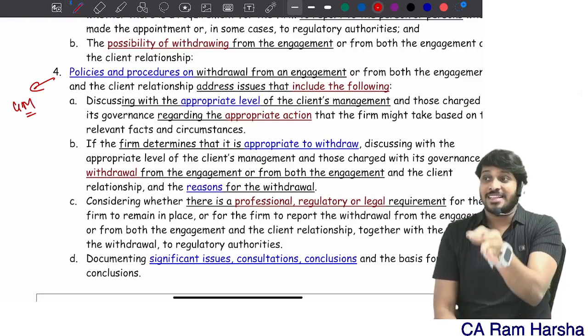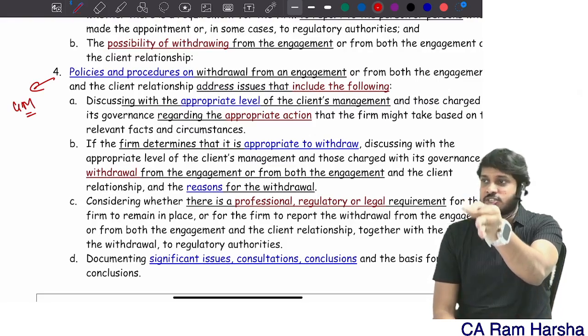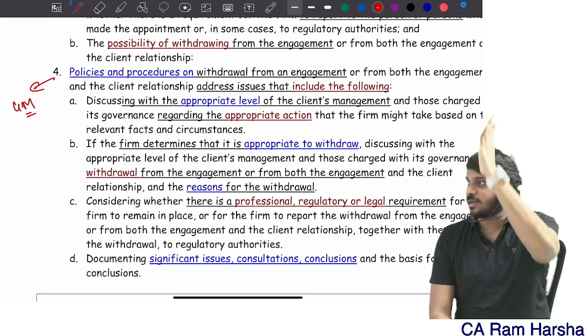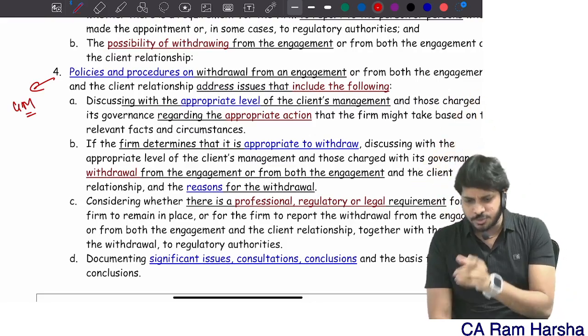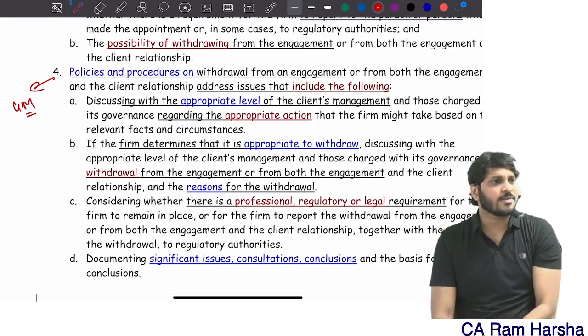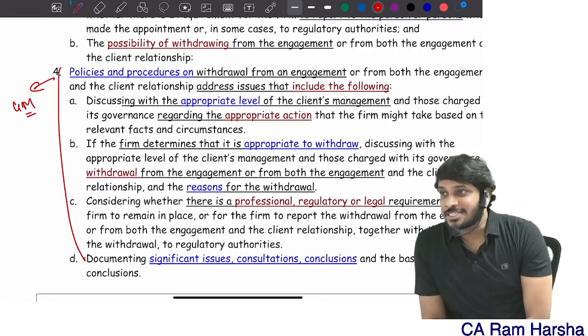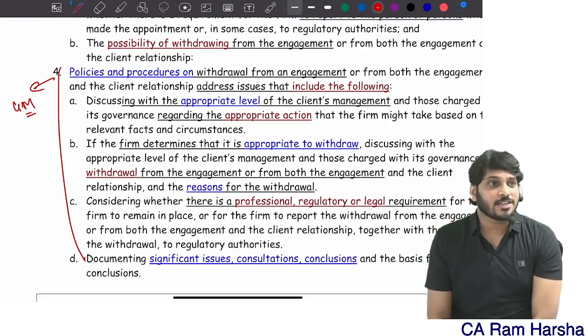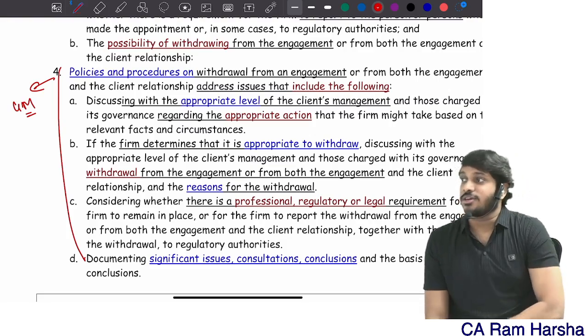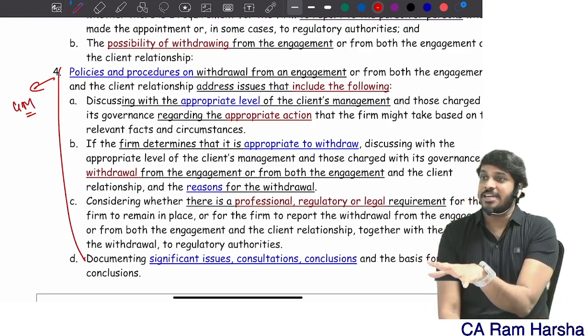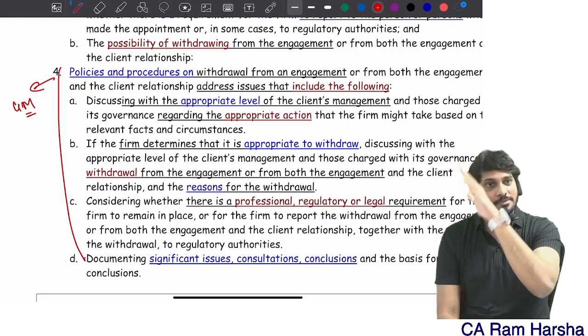For withdrawal, the firm should provide policies and procedures on withdrawal. What are those policies and procedures? They'll ask this question. This was asked in one MTB or RTB. You need to write this answer. Are you able to understand, yes or no, quality control? It's not confusing. You have to get clarity. If you get clarity, you will never be confused about what to write for what.